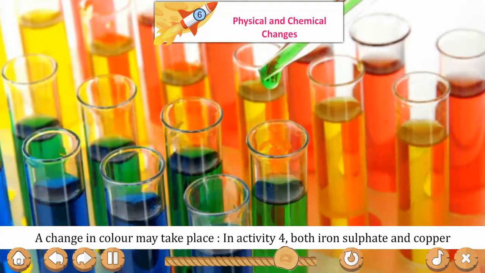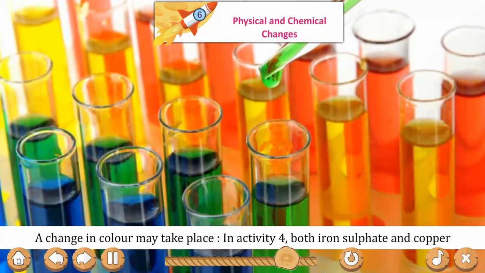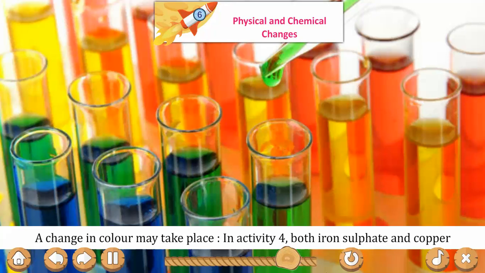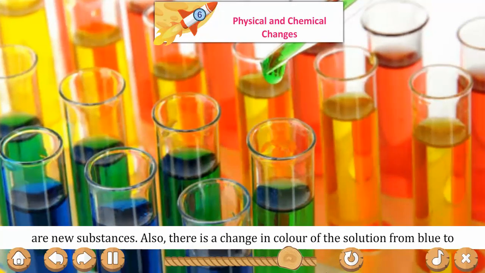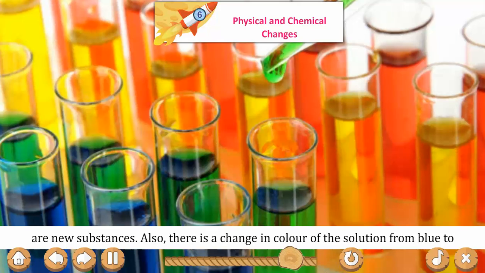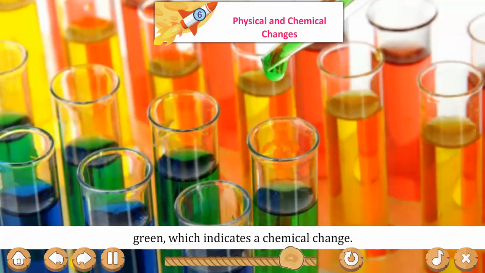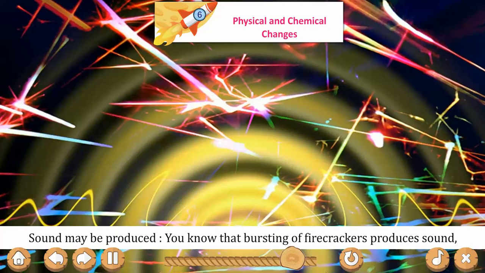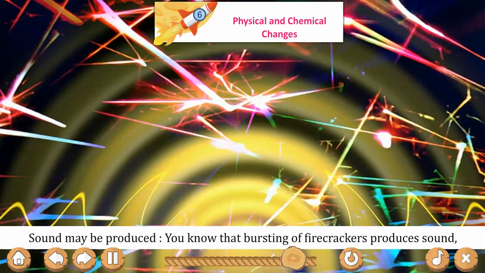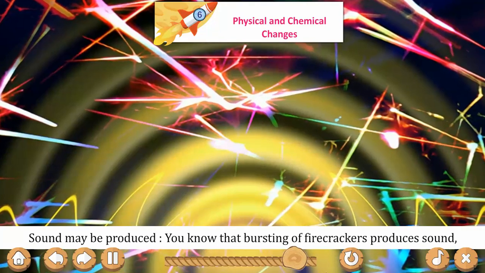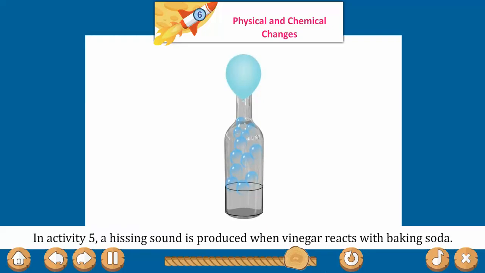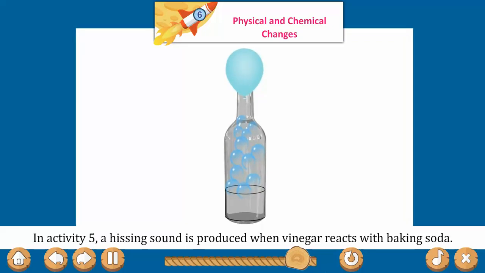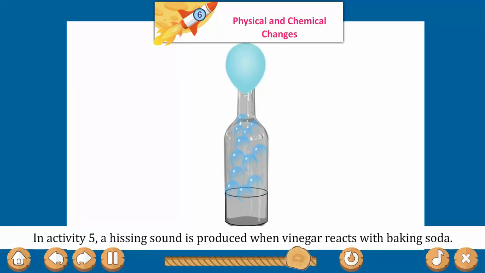A change in color may take place. In activity 4, both iron sulfate and copper are new substances. Also, there is a change in color of the solution from blue to green, which indicates a chemical change. Sound may be produced. You know that bursting of firecrackers produces sound, heat and light. In activity 5, a hissing sound is produced when vinegar reacts with baking soda.